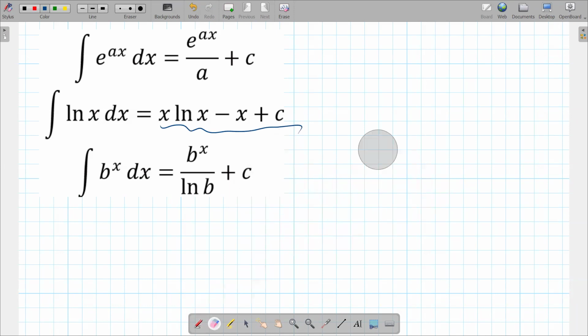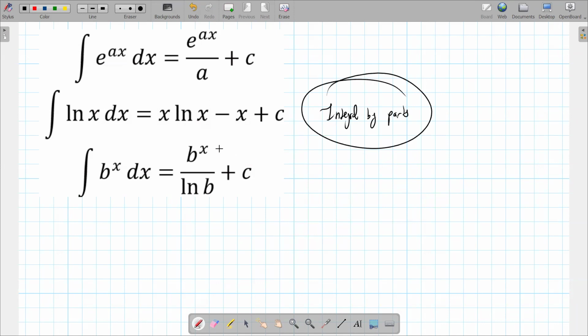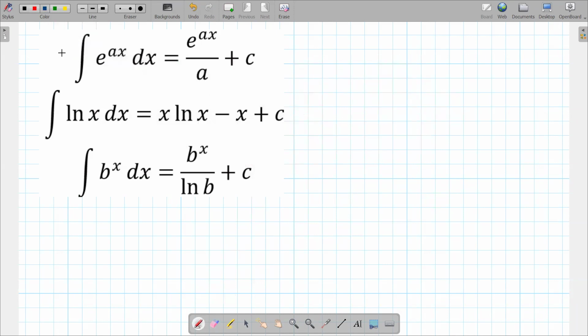How do they get that? They use a process called integration by parts, which is a little bit complicated. We'll get into it later. But that's the formula here, which is very helpful because that procedure is pretty long.